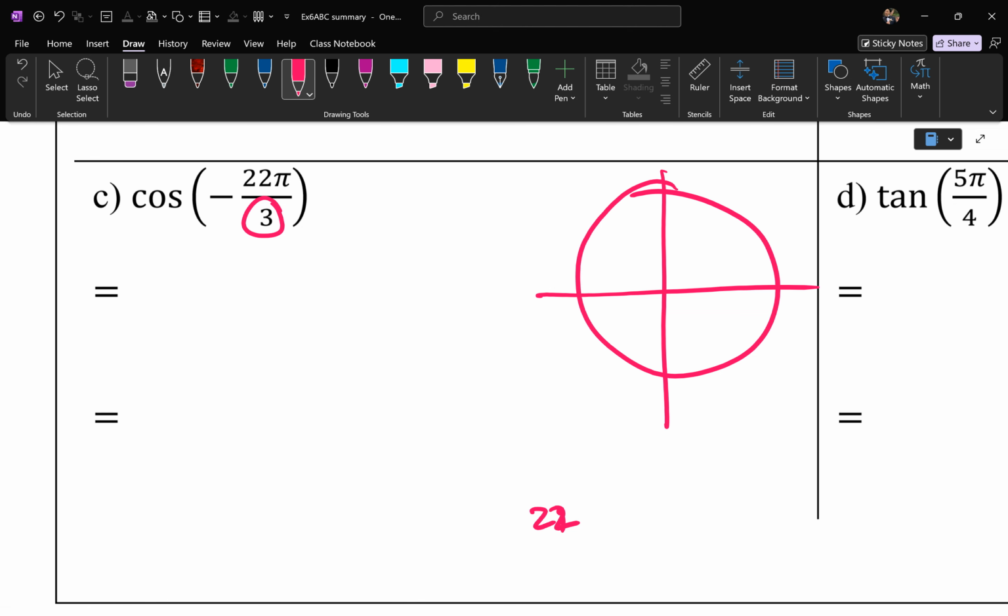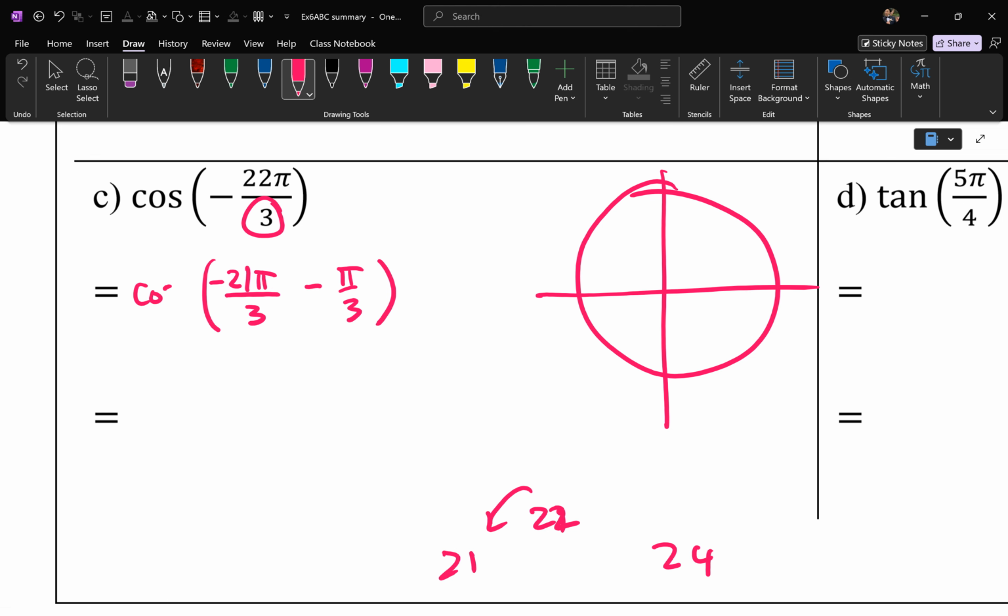Which one do you have? 21 or 24. But out of the two, clearly, it's closer to 21. So how do I get negative 22 to become a 21? Well, it had to start with negative 21 pi on 3, and then had I just subtracted an extra pi on 3, that is equivalent to negative 22 pi on 3. Get me?